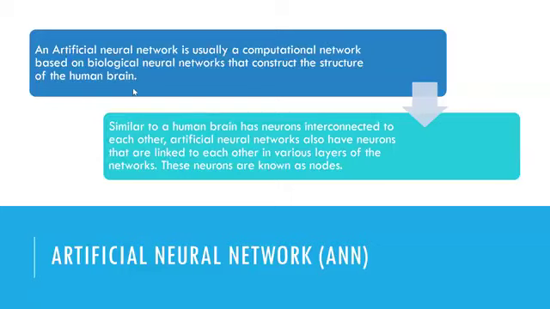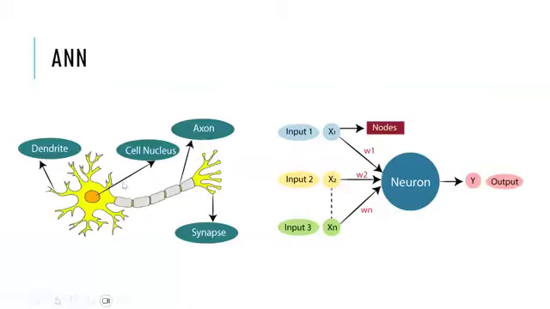So what is this artificial neural network? It is a neural network, usually a computational network based on biological neural networks that construct the structure of the human brain. Similar to the human brain, as neurons are interconnected to each other, artificial neural networks also have neurons that are linked to each other in various layers of the networks. Now let's go and see what the similarity is.